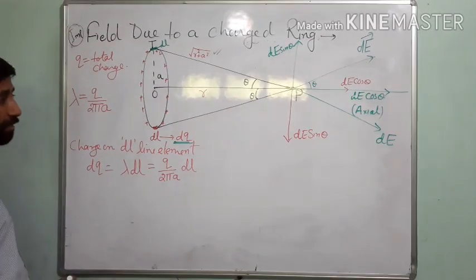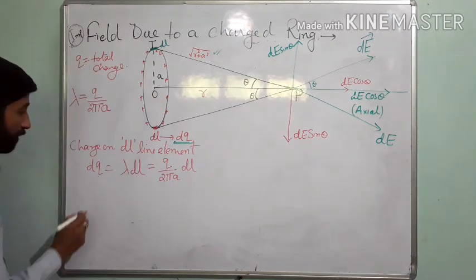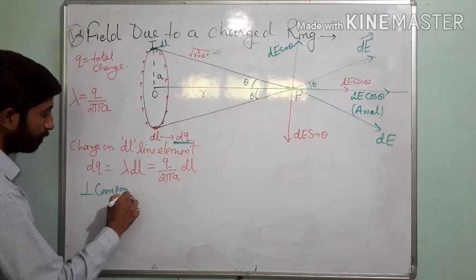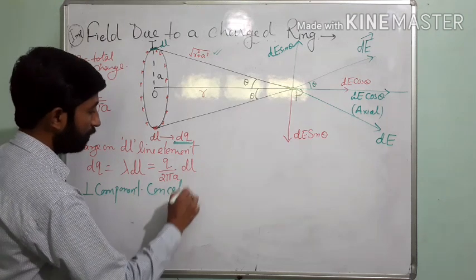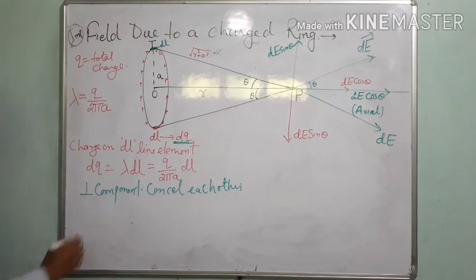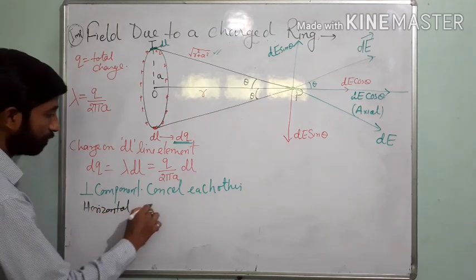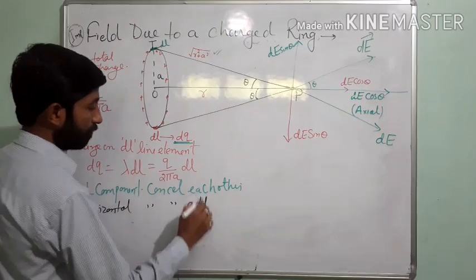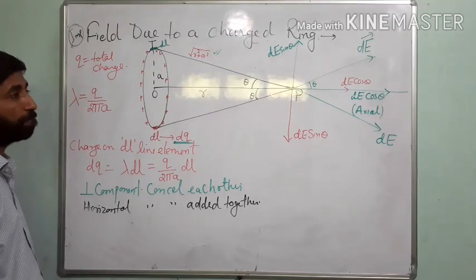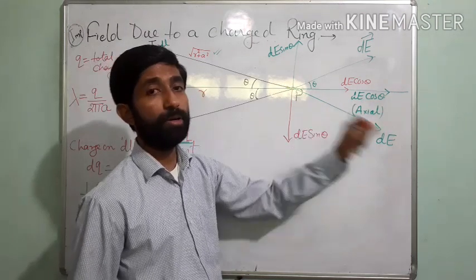So the total electric field can be obtained by integrating the horizontal component. So we must write something: the perpendicular components cancel each other, and the horizontal components add up, are added together. Okay. Now the total electric field will be given by the integration of this small horizontal component.